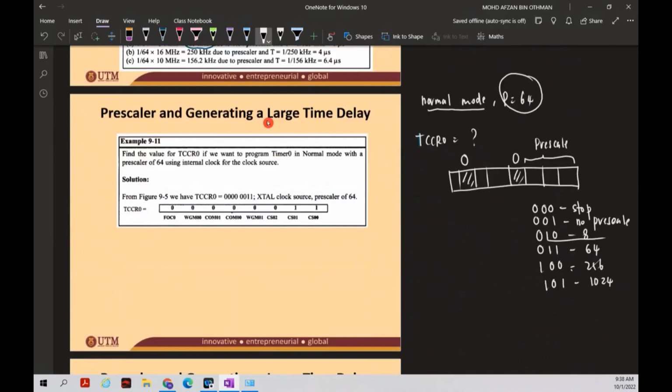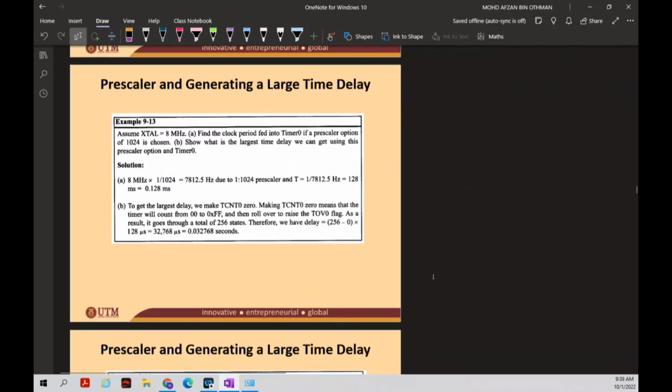So now you're going to use the 64. This is the value that you need to put inside this region here: 011. Then after that, you write down TCCR0 equal to, and the rest you put 0. Divide this into 4-bit regions. So this is 0 and this is 0 3 in hex. So this is the value that you're going to put into your TCCR0 for normal mode with a prescale of 64.